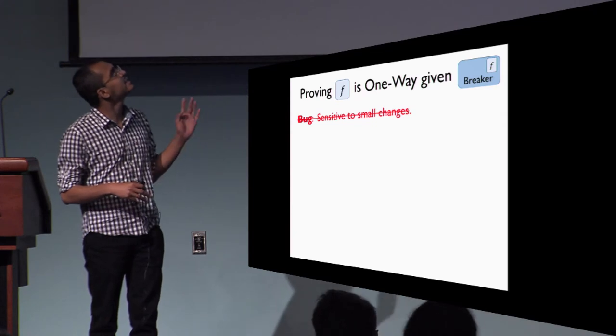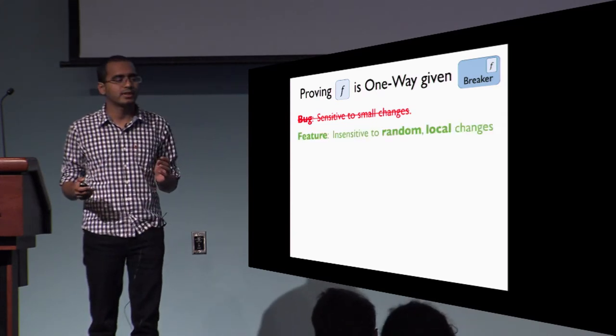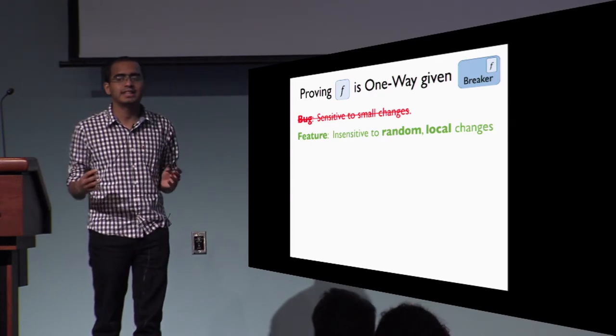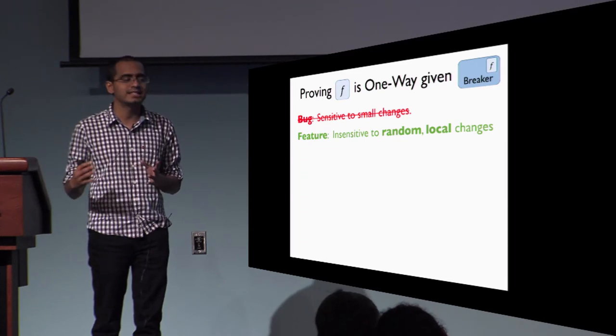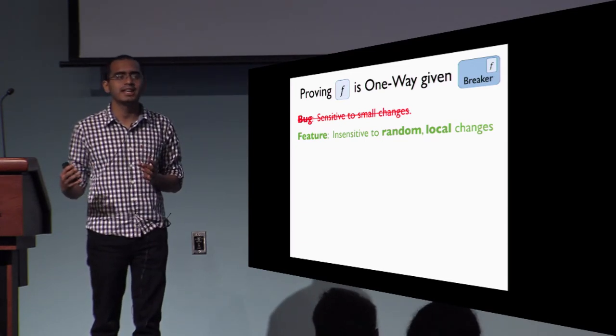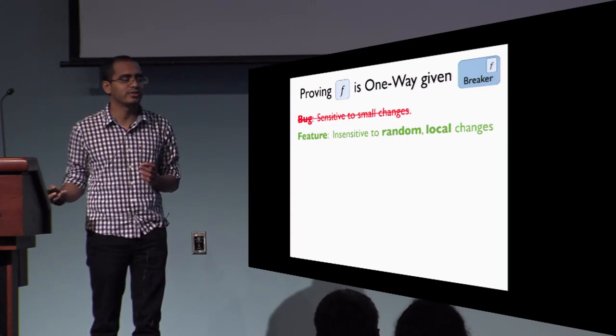Right, so this is our goal. We have to show that F is one-way even given this breaker oracle. The earlier bug has now been transformed into a feature: this new oracle is actually insensitive to random local changes. And it turns out that for one-way functions, random local changes are sufficient to change the answer the adversary has to give.